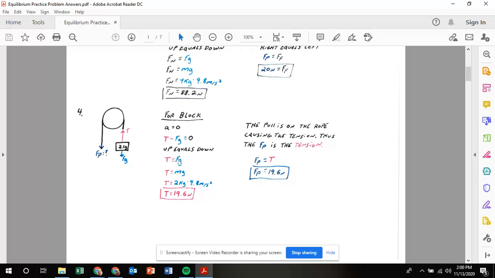And up equals down, tension equals force of gravity. So 2 times 9.8 is 19.6. And again, one piece of rope. So the tension in the rope must be how much you're pulling. So you're pulling with a force of 19.6 newtons.